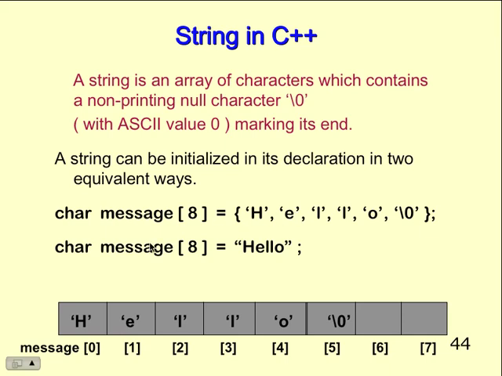And this is a character array, this is a string, actually. The difference is how you're populating the index values. So a string is an array of characters which contains a non-printed null character at the end with ASCII value 0 marking its end. So the string can be initialized in its declaration in 2 separate equivalent ways. And to answer your question, these are the 2 equivalent ways.